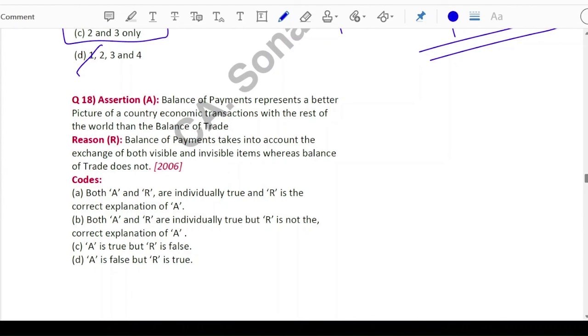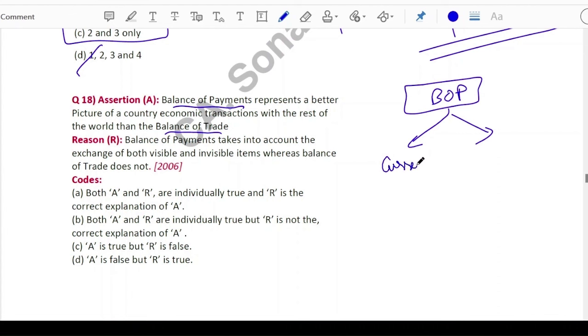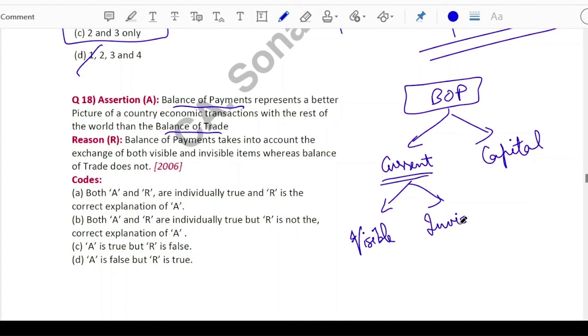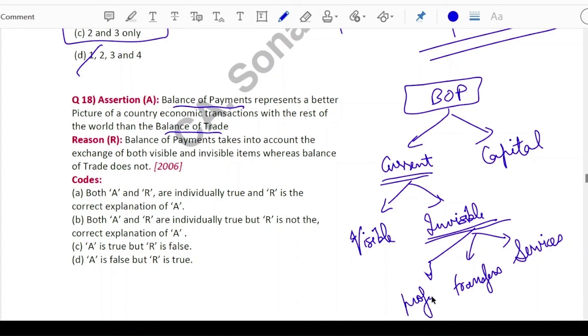Question number 18. Balance of payment represents a better picture of the country's economic transactions with the rest of the world than the balance of trade. Let me explain the difference between balance of trade and balance of payment. In balance of payment, there are two types of transactions. One is current and the other one is capital. Current is further divided into visible goods and invisible goods. Here, transfers, services, profit or dividend. This visible goods trade is linked to balance of trade.